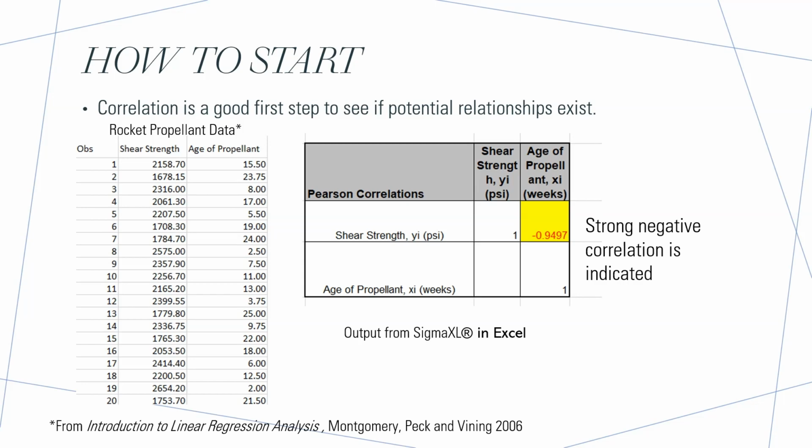It's suspected that the age of the polymerized rubber influences the shear strength. Several batches were tested at varying ages to see if some prediction could be made. So if we look at the correlation matrix over here, you can see that there appears to be a strong negative correlation. See, the R is prefaced by the minus sign. So that means that as age increases, shear strength decreases.